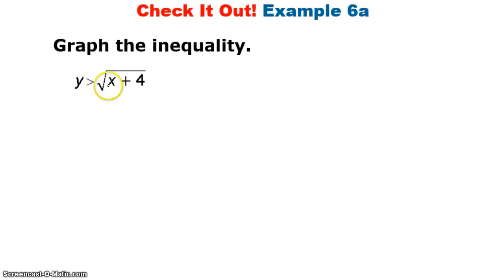We have y greater than the square root of x plus 4. All right, focus on the transformation. This time we are affecting the x. We're actually adding a 4 to it. So this is your h. So we are having a horizontal shift. And remember, we look at this as opposite, so we will shift to the left.